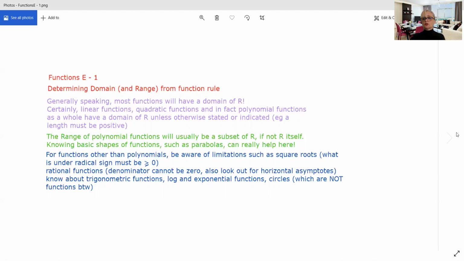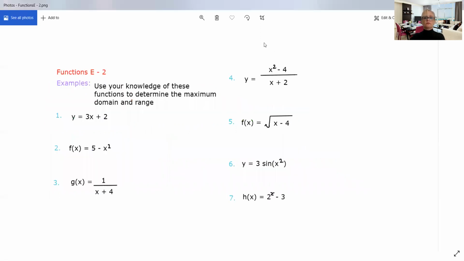Let's go ahead and do some actual examples. We have some functions here where we're given the rule and we need to work out what the domain and range are, the maximum domain and range. Unless we're given anything to the contrary, we'll assume that we're allowed to have the maximum domain and range.